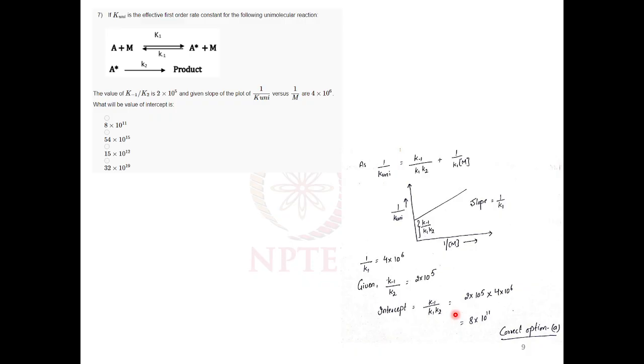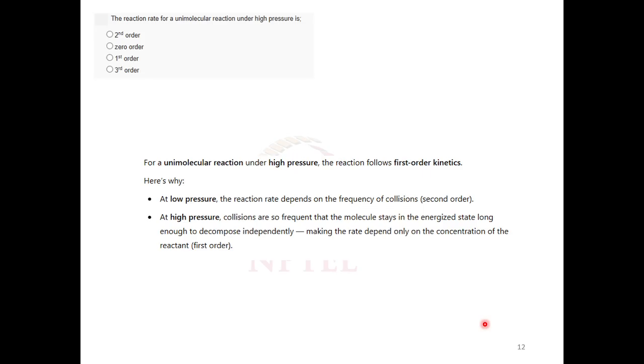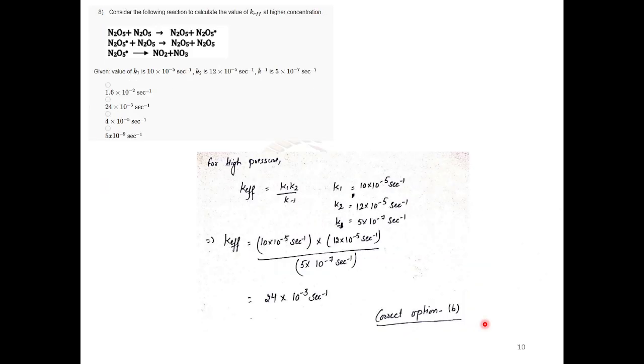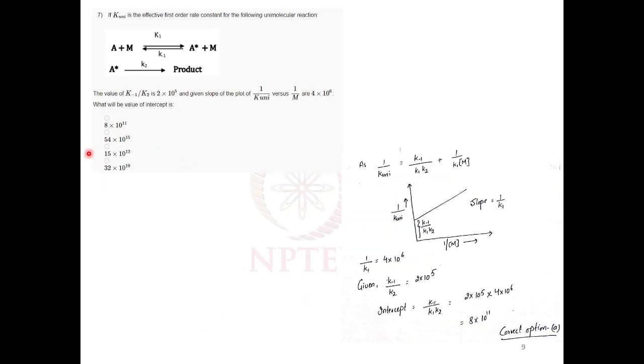So k₋₁ is the rate constant of the reverse reaction, and k₁ is the forward reaction, and k₂ is the rate constant of the product formation, right? So from there you can get the value of around 8 into 10 to the power 11. So this is the answer, 8 into 10 to the power 11. So A is the answer here.